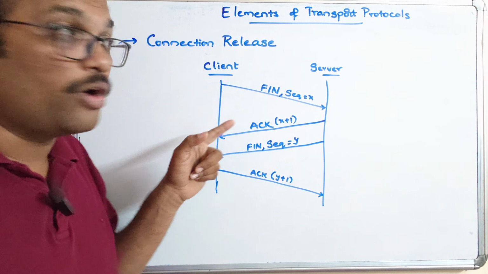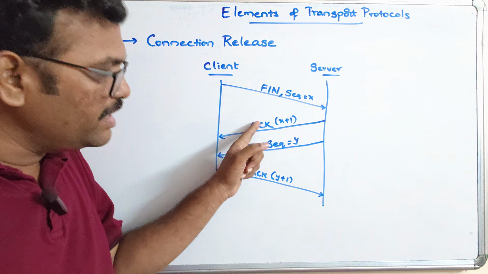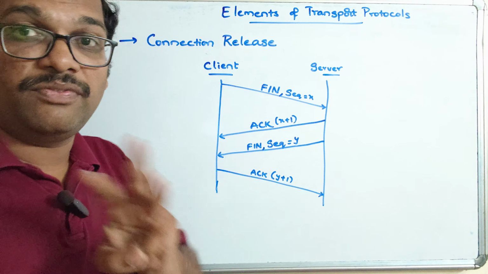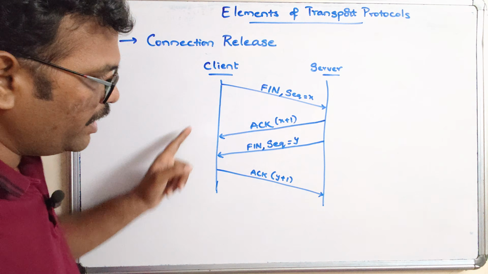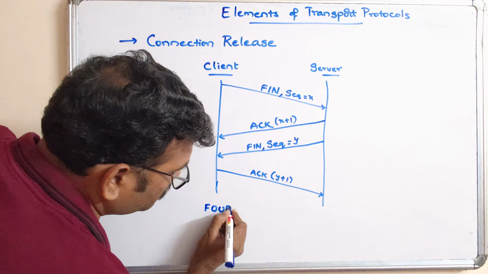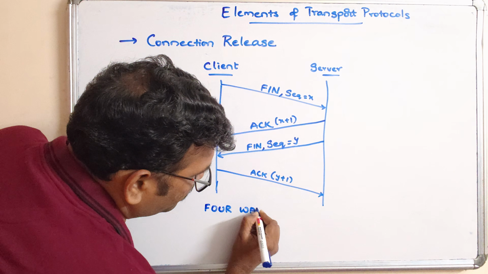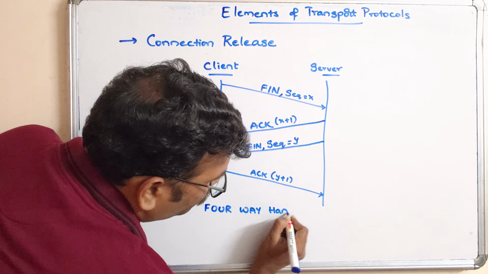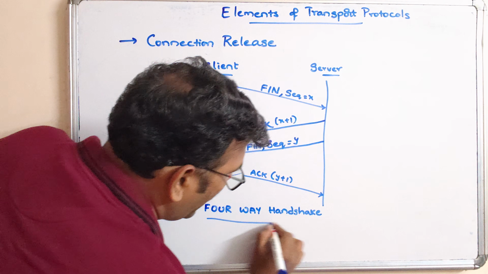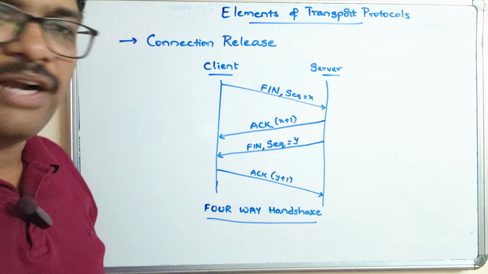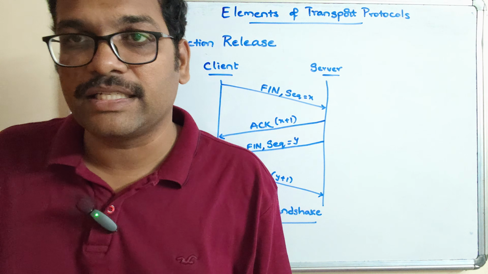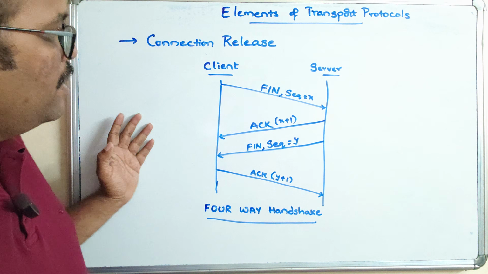So here in order to release the connection, it needs 4 messages. In order to establish the connection, we have seen 3 messages. So here it requires 4 messages. So that's why this is called 4-way handshake. So 3-way handshake is to establish the connection, and 4-way handshake is to release the connection. Okay, right?